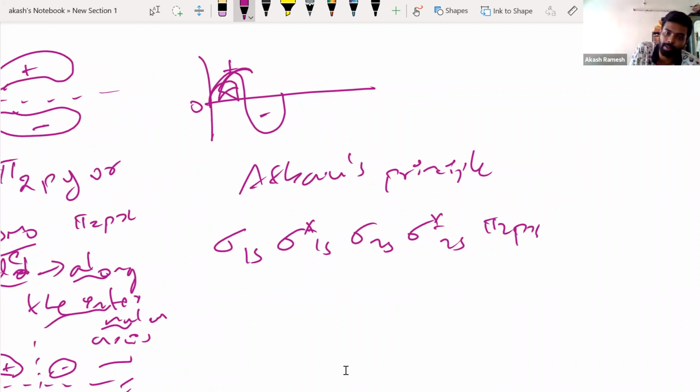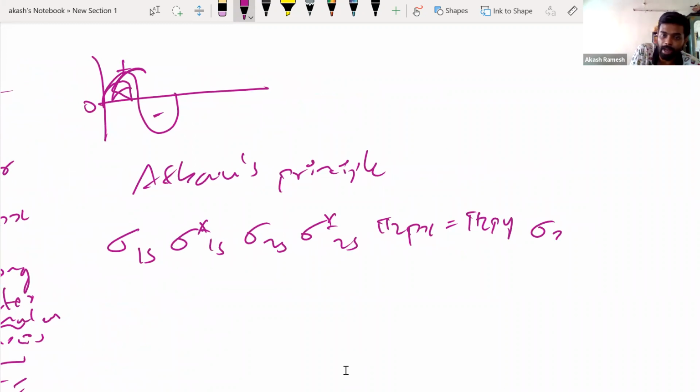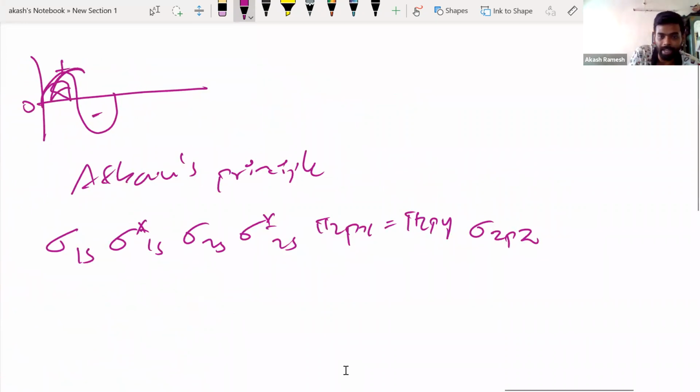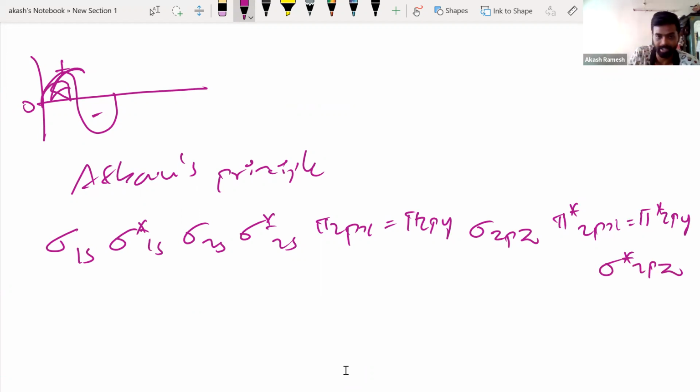And then comes, I think, pi 2px equal to pi 2py. Both of them will have the same energy, so we put an equal sign here. Then comes sigma 2pz, then pi star 2px equal to pi star 2py, and at last sigma star 2pz. Now remember, this will happen if the total number of electrons is lesser than 15, or lesser than or equal to 14.